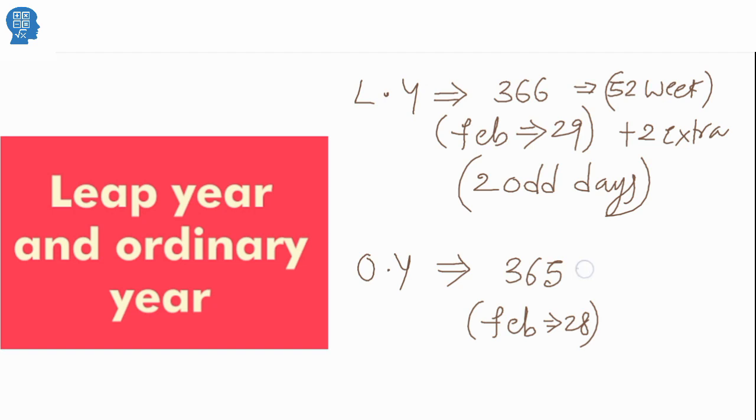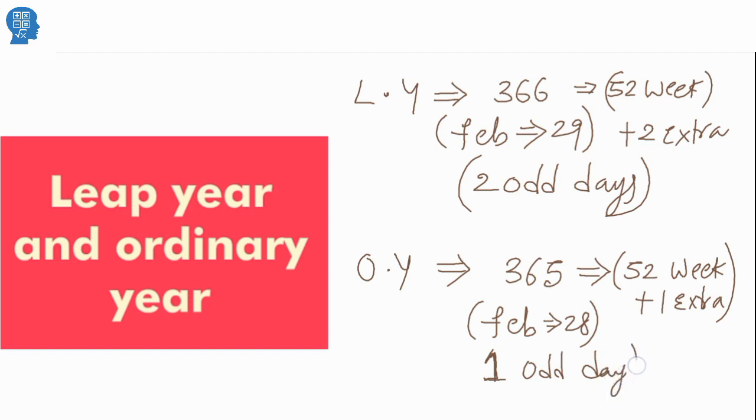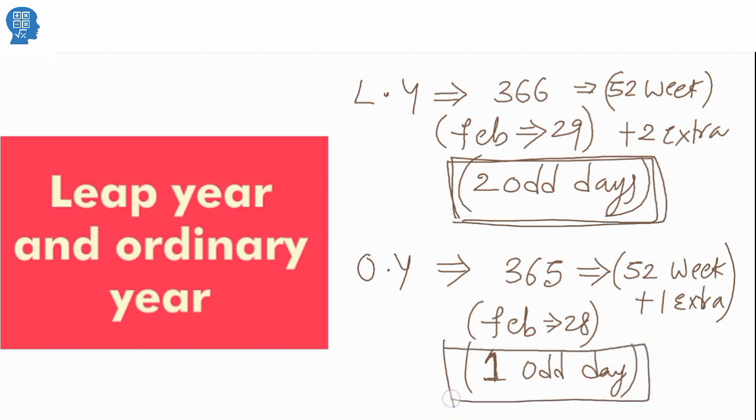Same thing if you apply here, in an ordinary year 365 days we have, those make 52 complete weeks plus 1 extra day. That 1 extra day is nothing but an odd day. So in an ordinary year 1 odd day we have. In leap year 2 odd days we have. This is an important point, we should note it. Leap year 2 odd days, ordinary year 1 odd day.